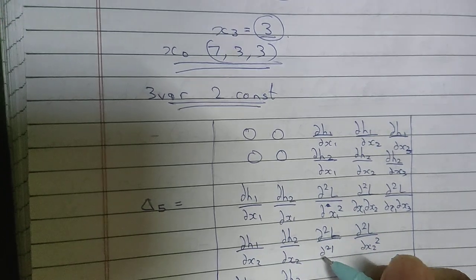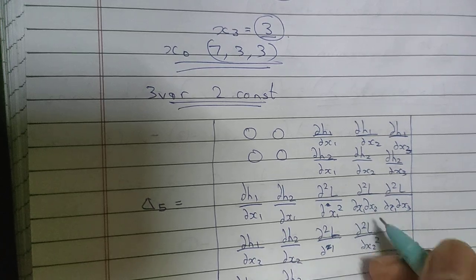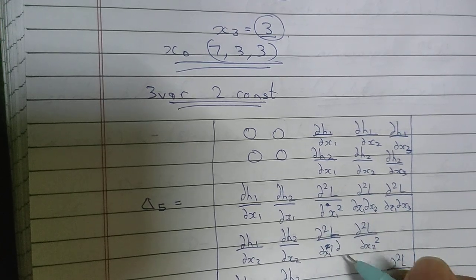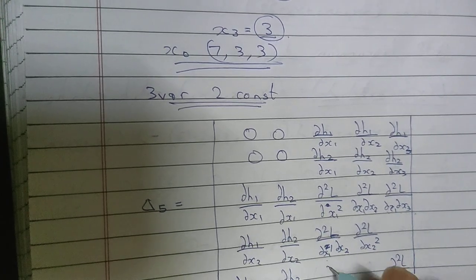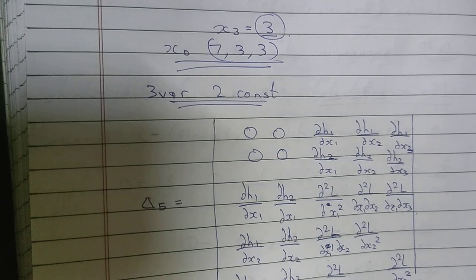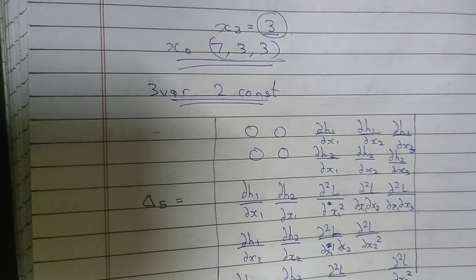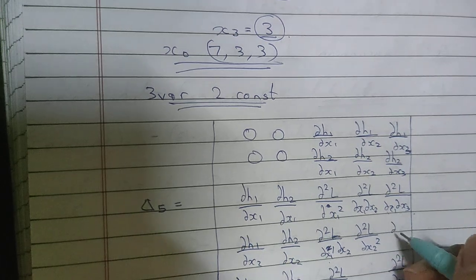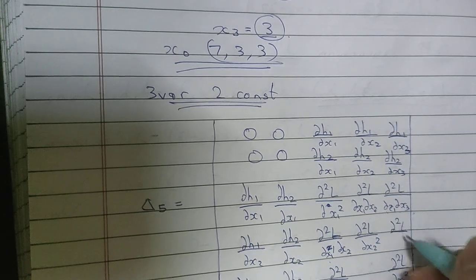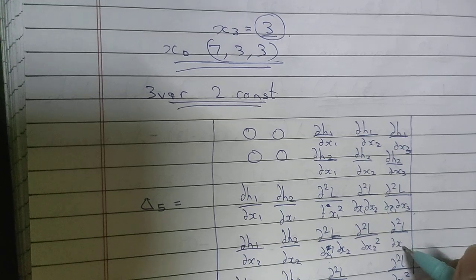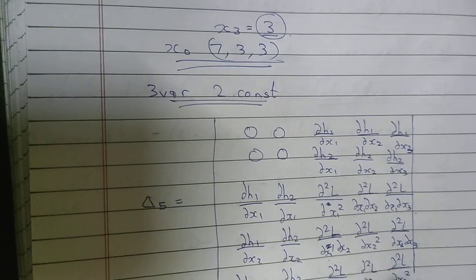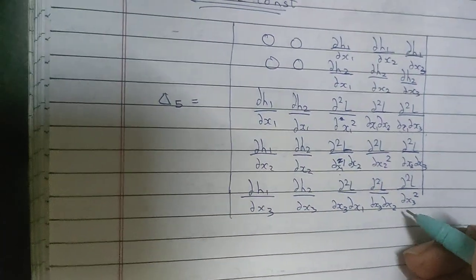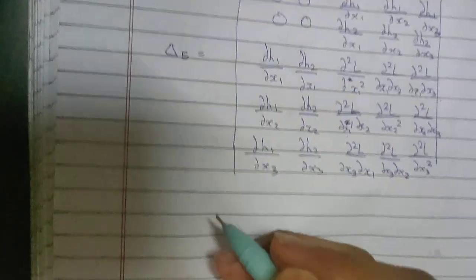Del square L by, this is x1, x2, no? So this will be del x2, x1. This is del x1, x3, no? So this will be del x3, del x1. Over here we'll get del square L by del x2, del x3, and here we'll get the reverse of it, del x3, del x2. Nice. Now we need to calculate this.